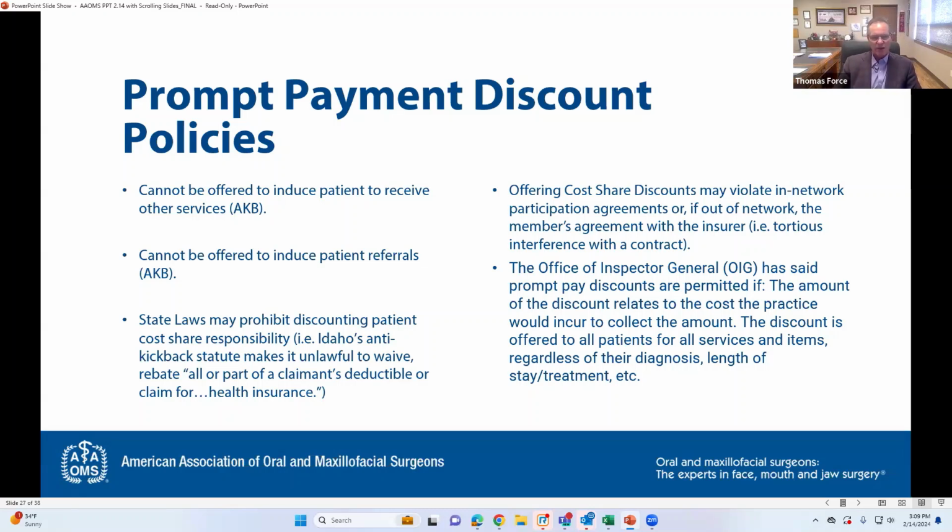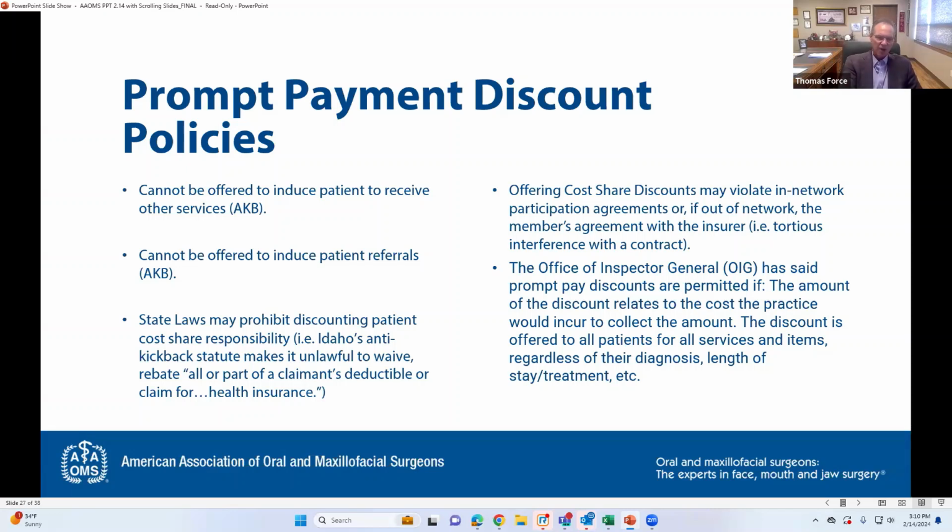Providers have gotten in trouble. Most of my clients, I tell them not to have one of these. But you'll see there are cases where prompt pay discounts are okay, as long as the discounts are reasonable. I mean, you shouldn't have a discount for prompt payment of more than 5 or 10% of reduction of the cost share. So prompt pay discounts, that's like, hey, if you pay us your cost share within 10 days of the treatment, you'll get a 5% discount on your cost share.